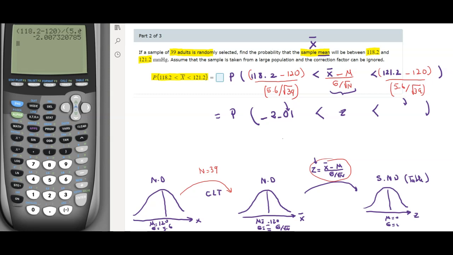For the second one, I just need to reuse the same formula. I'm going to go to the first value and change it to 121.2, enter. It gives me 1.338, which is 1.34.